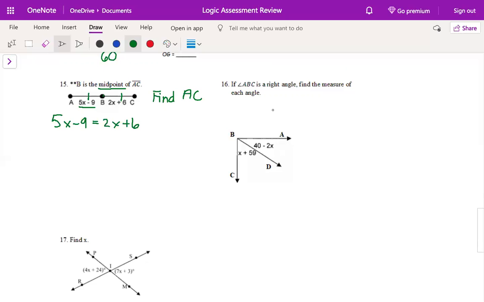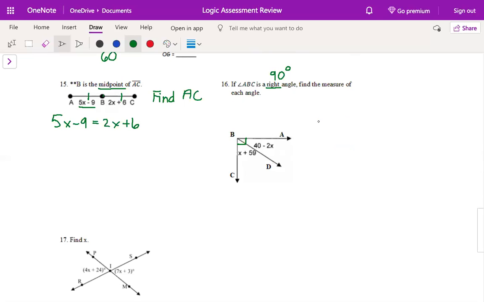All right, let's take a look at 16. So if ABC is a right angle, here's important information. Angle ABC is a right angle, which means we can just write the right angle notation there. That tells us, remember, a right angle is 90 degrees. So to set this up, the angle addition postulate tells us that the measure of angle ABD plus the measure of angle CBD must equal 90.